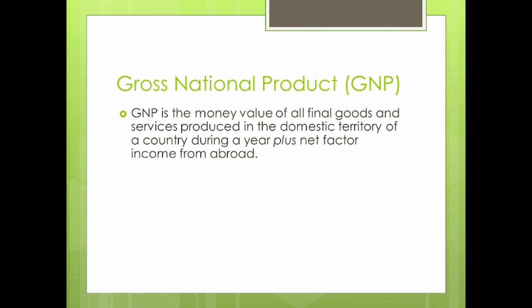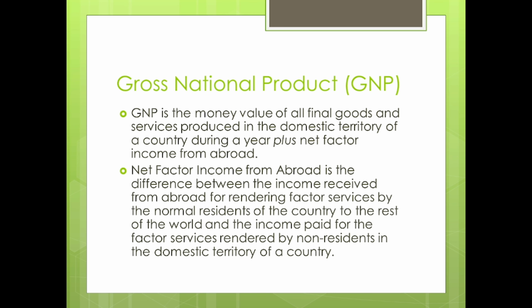But there may be some people who must have got something from our country by delivering their factor service. Maybe there is a person who has invested in our country and received interest, that will be deducted. So how much we receive from foreign nations and how much we pay to foreign nationals is known as net factor income from abroad. So net factor income from abroad is the difference between income received from abroad for rendering factor services by the normal residents of the country to the rest of the world, and the income paid for the factor services rendered by non-residents in the domestic territory of a country. That means to move from domestic to national, you have to add net factor income from abroad.